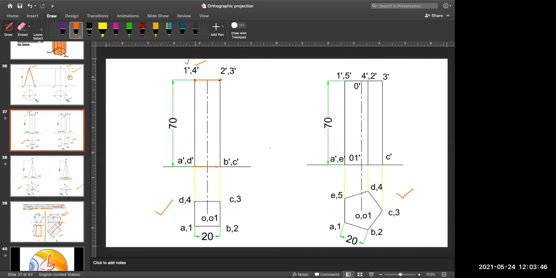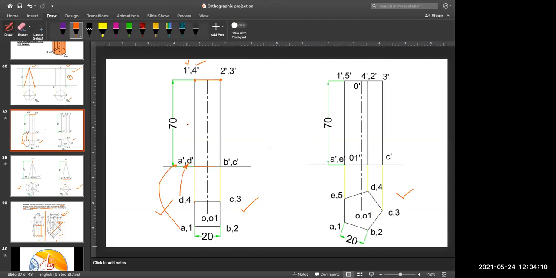If you are representing it like this in top view, then the nomenclature you have to modify in your front view. So we make A as A prime, D as D prime, 1 will become 1 prime and 4 will become 4 prime.